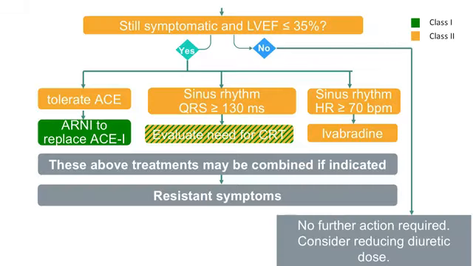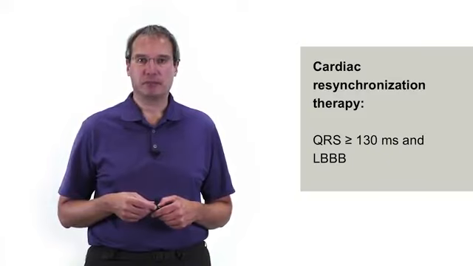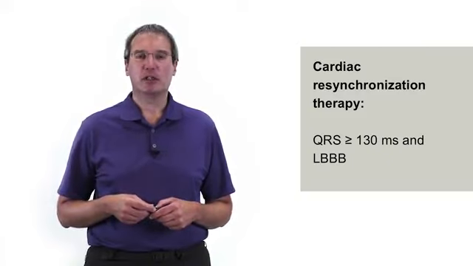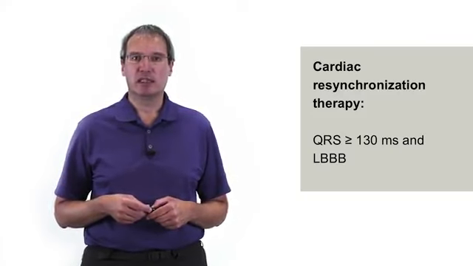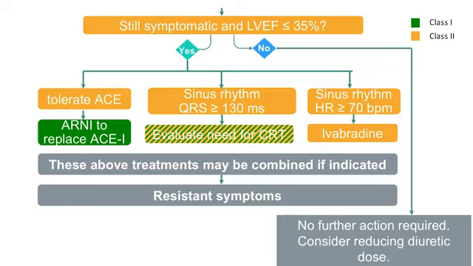What else can we do? In the center of the slide is shown that patients who are in sinus rhythm and have a QRS complex that is broader than 130 milliseconds should be evaluated for a CRT. CRT stands for cardiac resynchronization therapy, and again, patients should have a QRS complex broader than 130 milliseconds and left bundle branch block.